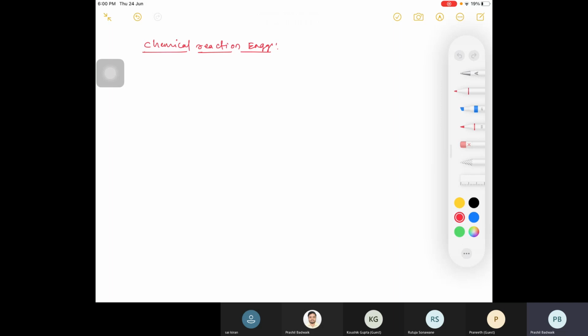I am Prashil Badwaik. I am a chemical engineering graduate from VNIT Nagpur and currently working with Godrej Industries in the new products department. So here we are all together doing a great preparation for GATE, and I'm teaching chemical reaction engineering to the students connected here. So let us begin the session of the day.